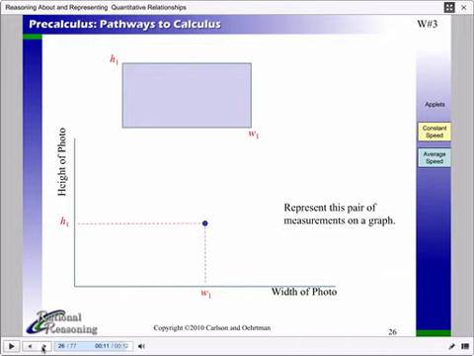In the whole scenario, the context of the problem, what does that point right there represent? The picture. Which picture? Yeah, so whatever this picture is that has a width we call W1 and a height we call H1, that point right there represents that photo, that pair of quantities. The width quantity and the height quantity taken together is represented by that point.